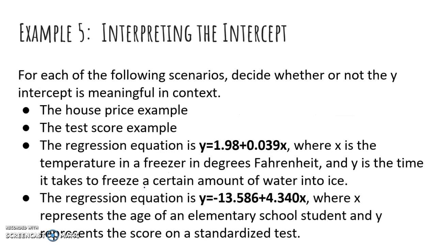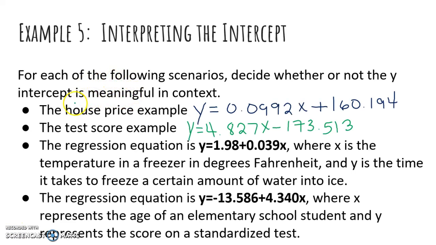So let's take a look at some examples. Example 5, interpreting the intercept. For each of the following scenarios, decide whether or not the y-intercept is meaningful in context. So we're deciding whether or not the y-intercept is meaningful in context for the house price example. I went ahead and rewrote the regression equation for the house price example. If you'll remember, this number is the y-intercept. So we want to know if that makes sense in context of the problem.